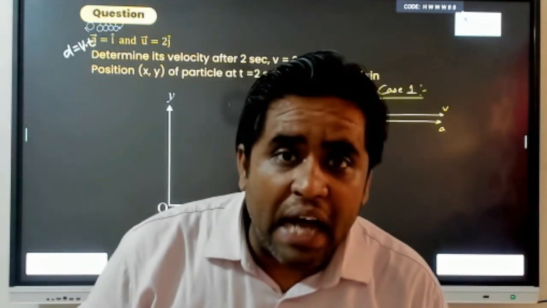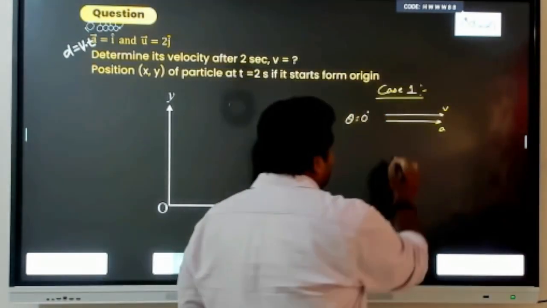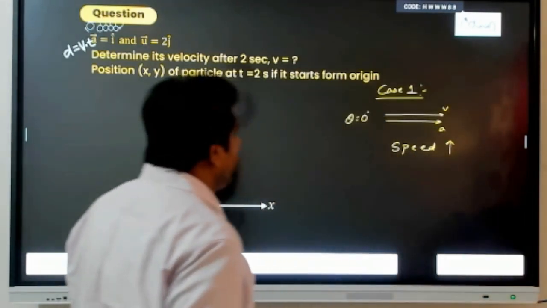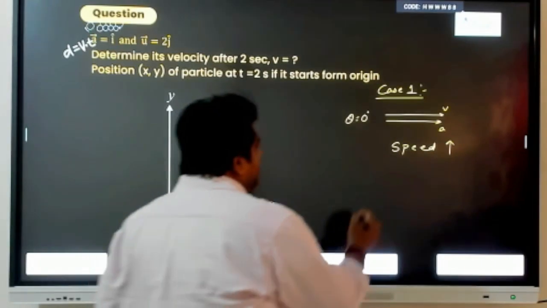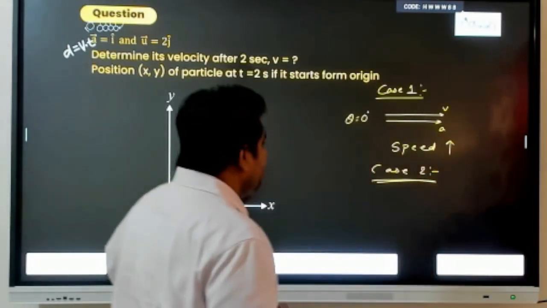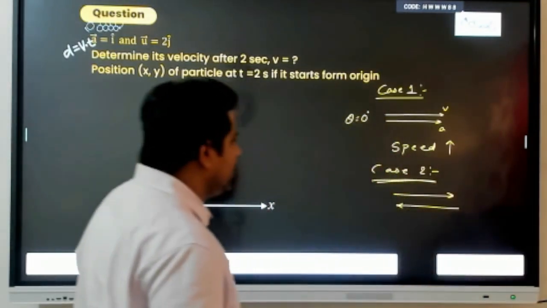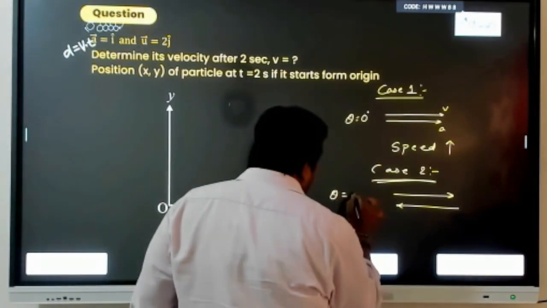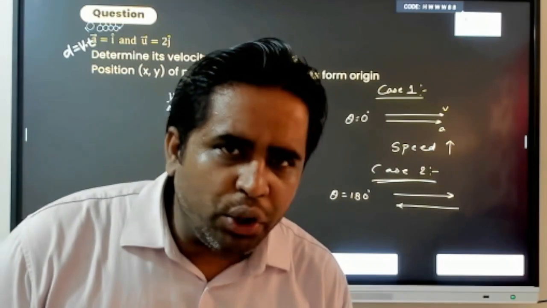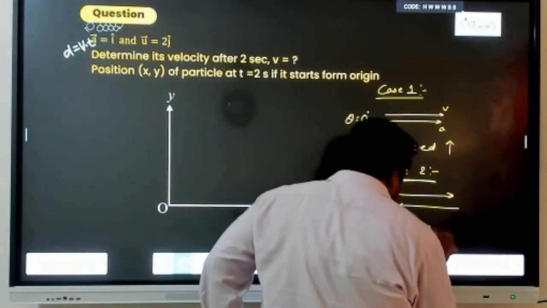I think the speed is going to be increased. So definitely I can write down here: the speed will be increased, my friend. Now case 2: what is case 2? If the velocity is in the forward direction and acceleration is in the backward direction, what will happen? Here theta is 180 degrees. Don't you think the speed will be decreased? Definitely, sir, here the speed will be decreased.